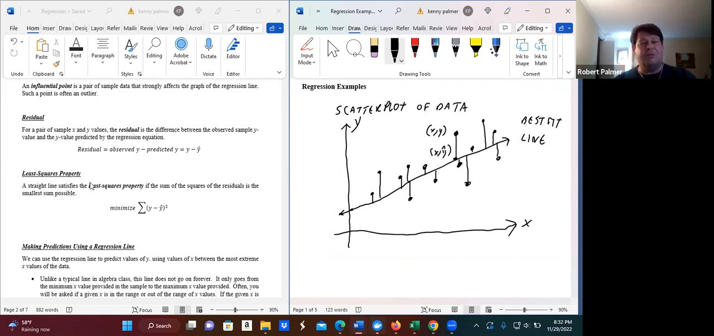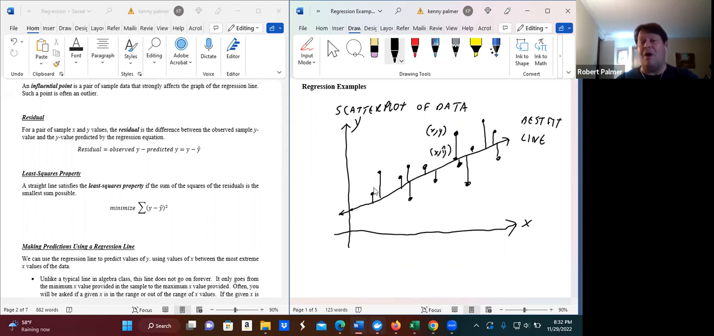Now, something called the least squares property. This is where we're actually getting into how a regression line is created. A straight line satisfies the least squares property if the sum of the squares of the residuals is the smallest sum possible. What this shows is, if I take all these residuals, all these straight lines, each straight line gives the length between the actual Y value and the predicted Y value. For each one of these points, the actual Y value is the point itself, and the predicted Y value for that same X is on the line.